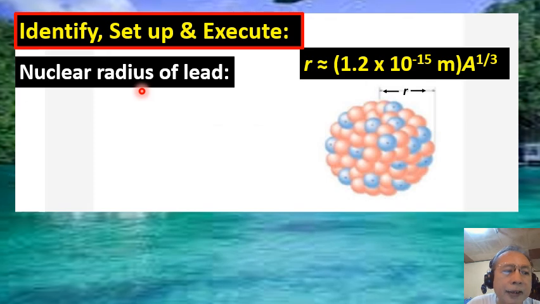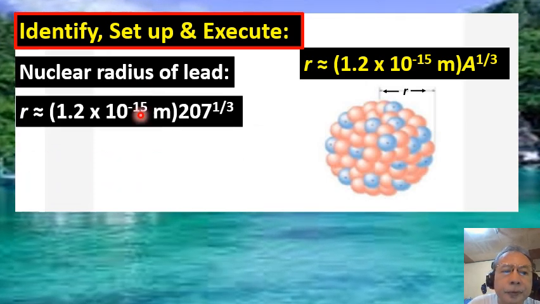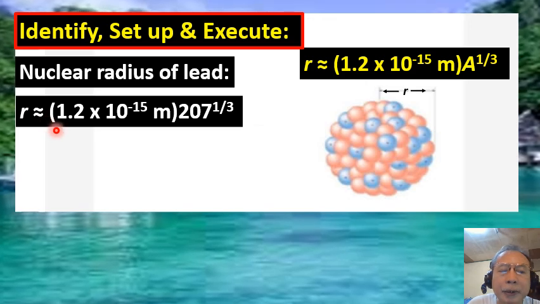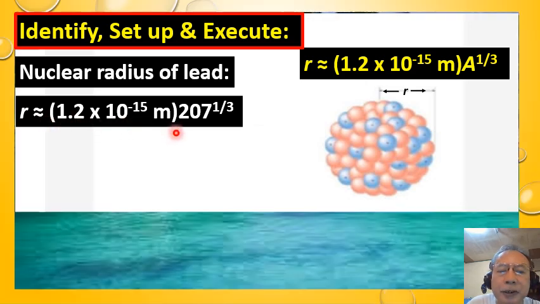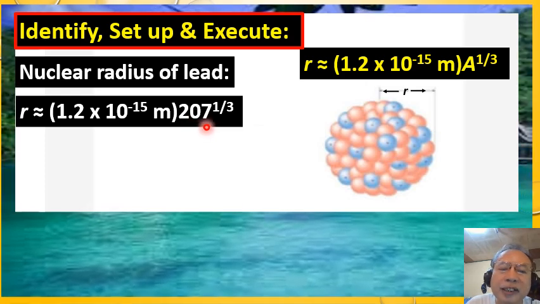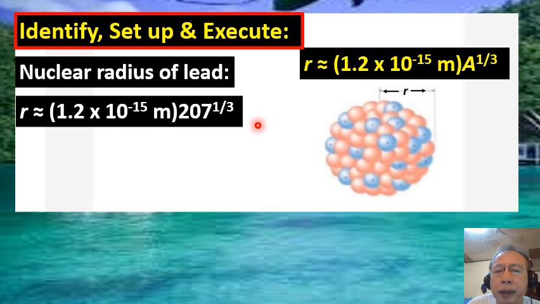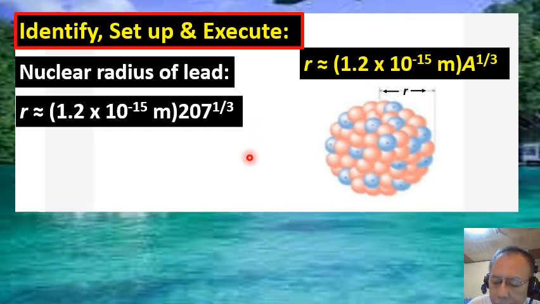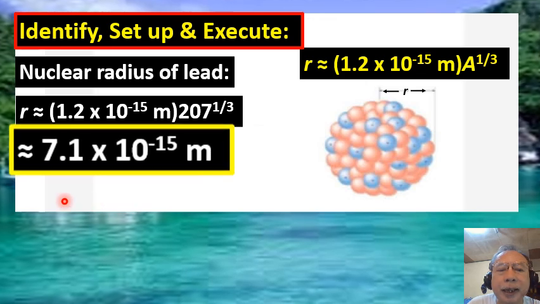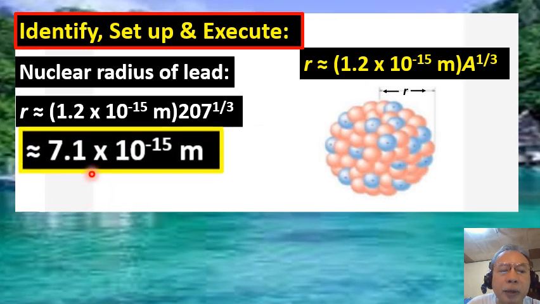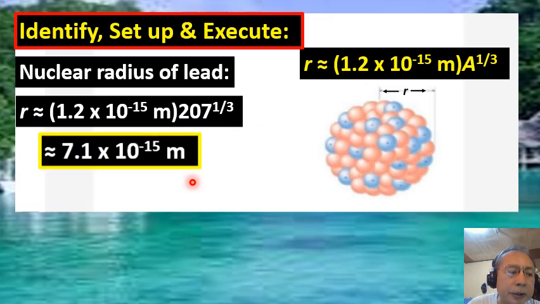Similarly, for a lead atom, its nuclear radius is R approximately equal to the constant 1.2 times 10 to the negative 15 meters times 207 raised to the 1/3 power. So again, doing our math, we get the approximate nuclear radius of the lead atom equal to 7.1 times 10 to the negative 15 meters.